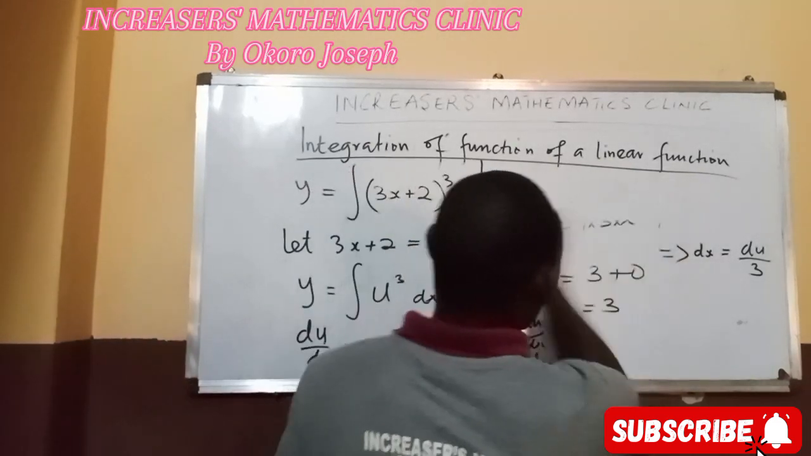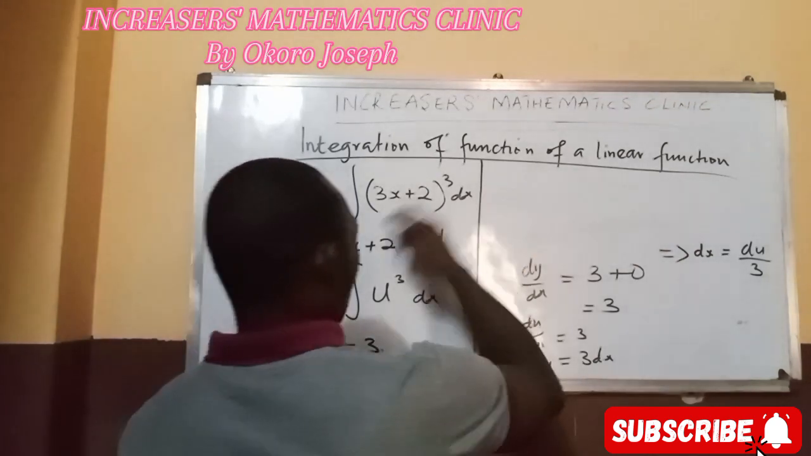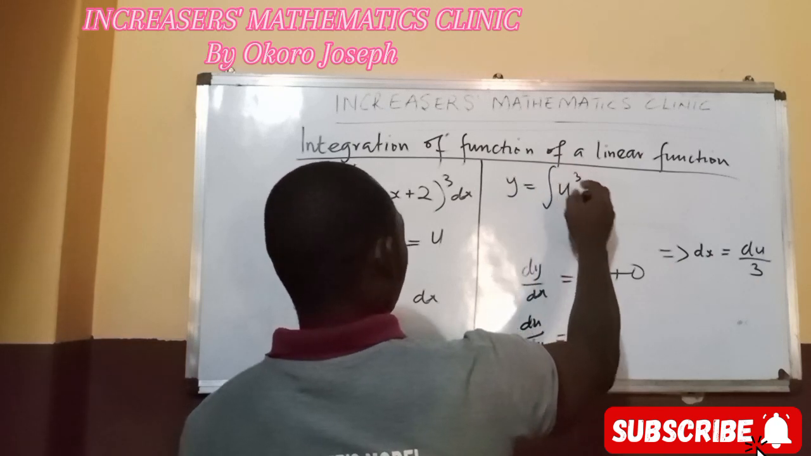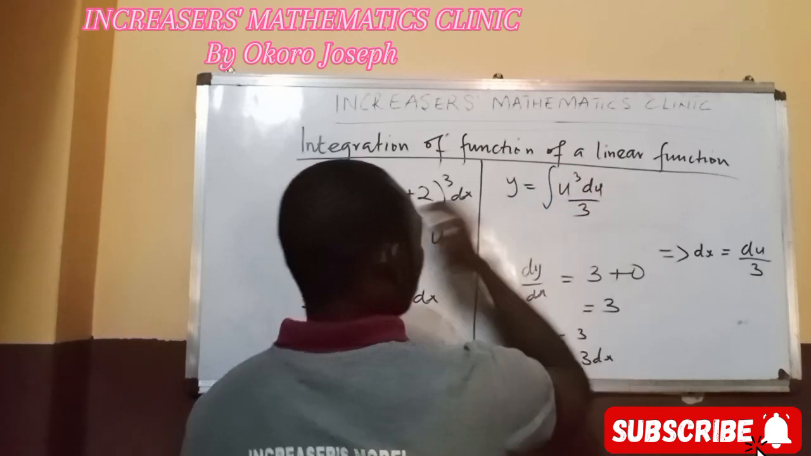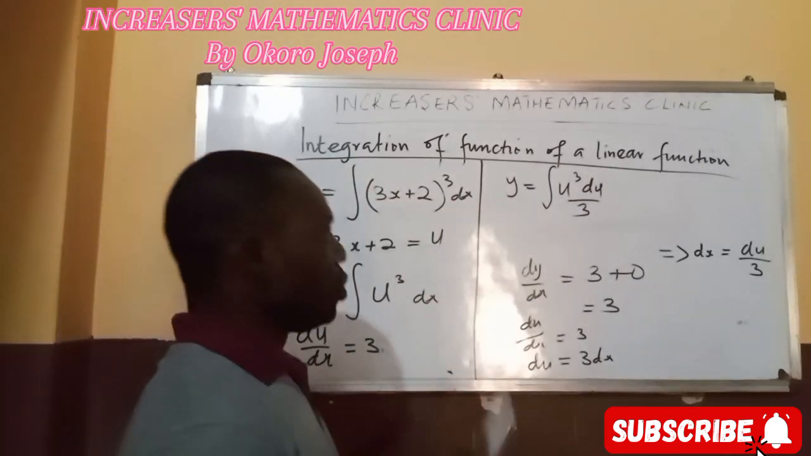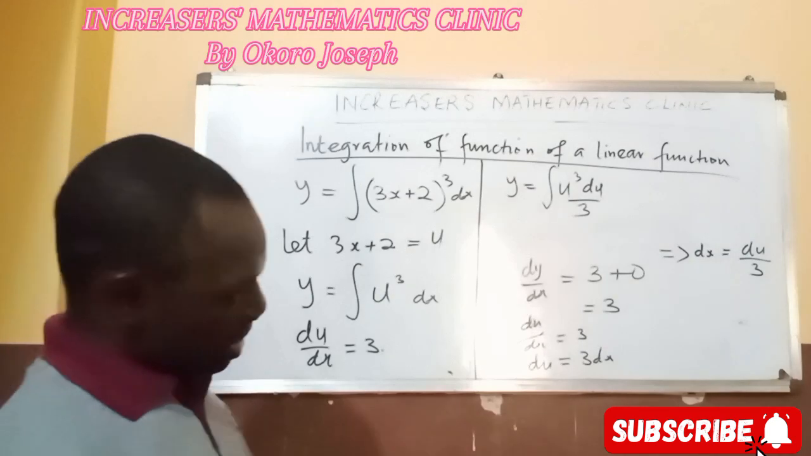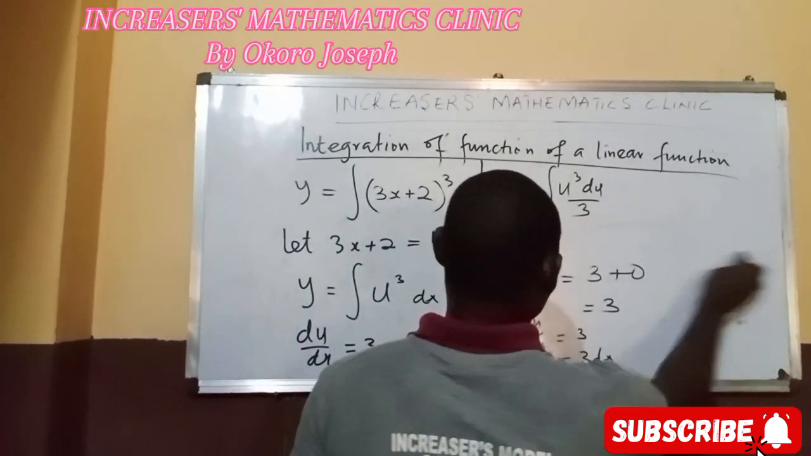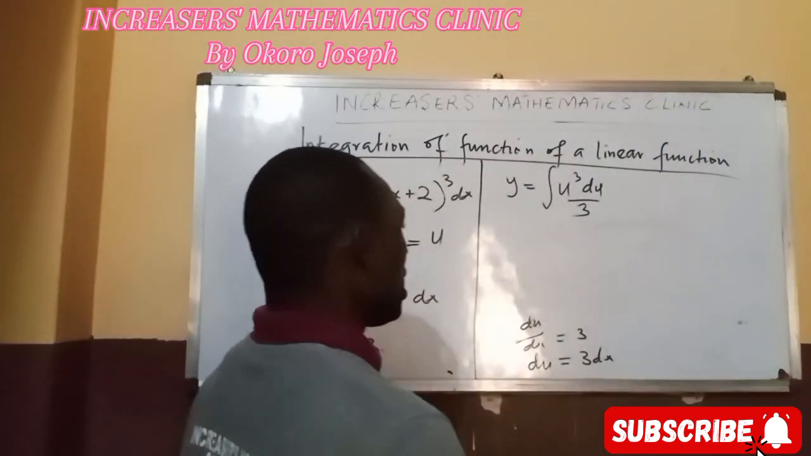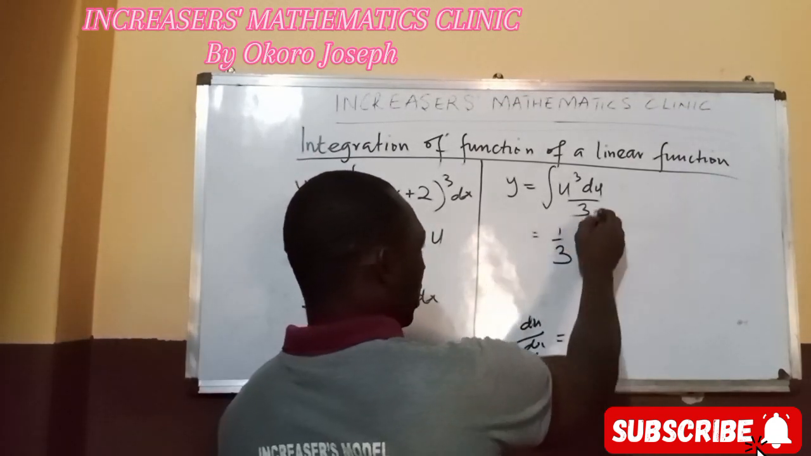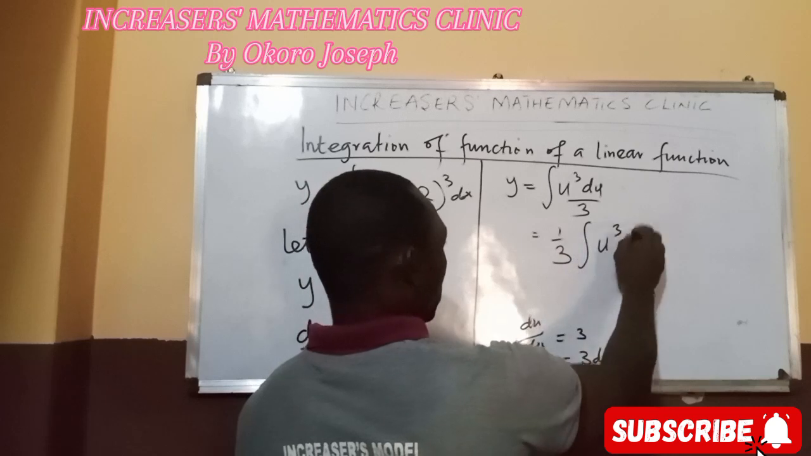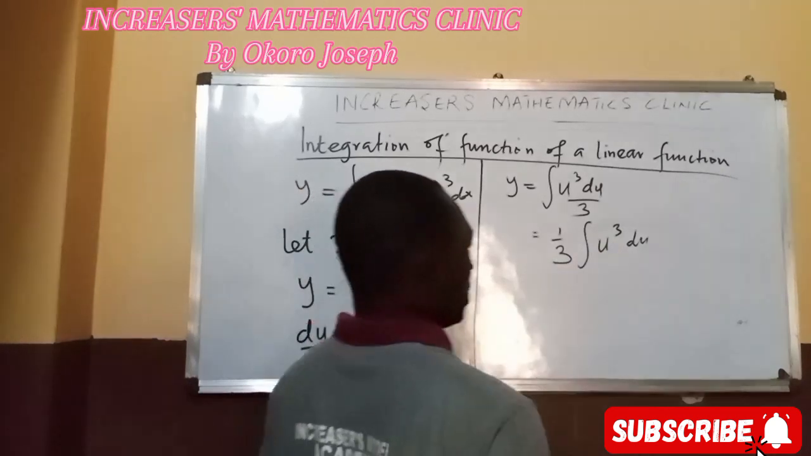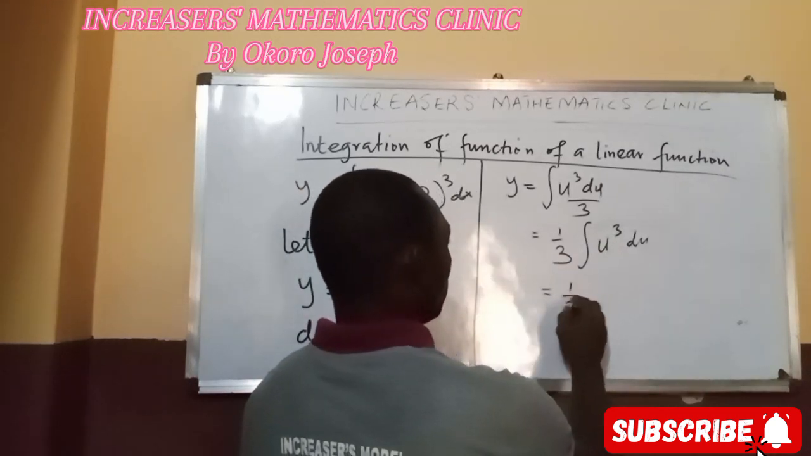So what we do now is we rewrite the integral of this, and that will give us y is equal to the integral of u raised to power 3 du all over 3. And remember that for you to integrate a function that has a coefficient, you have to factor out the coefficient of that particular function. So for this, I'm going to be having 1 over 3, the integral of u raised to power 3.